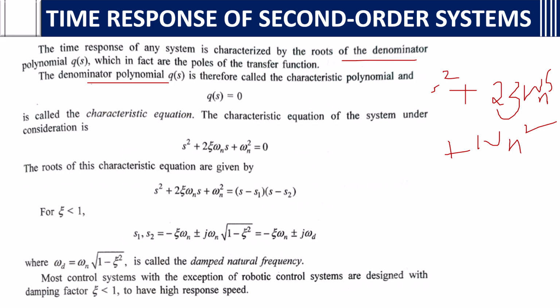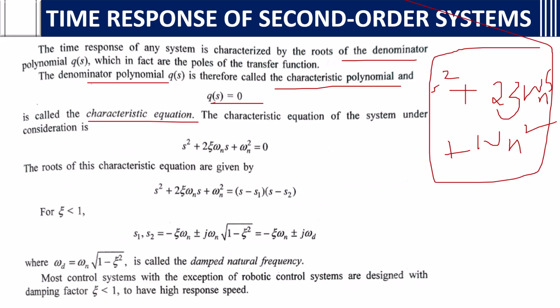Now, this is called the characteristic polynomial, which should be equal to 0. This equation is called the characteristic equation, which is in the denominator. You should remember this. The characteristic equation of the system under consideration is this.